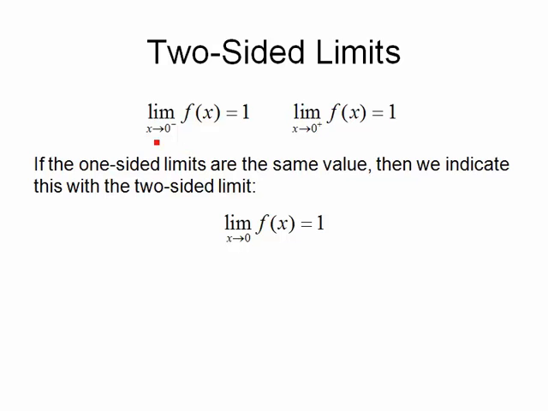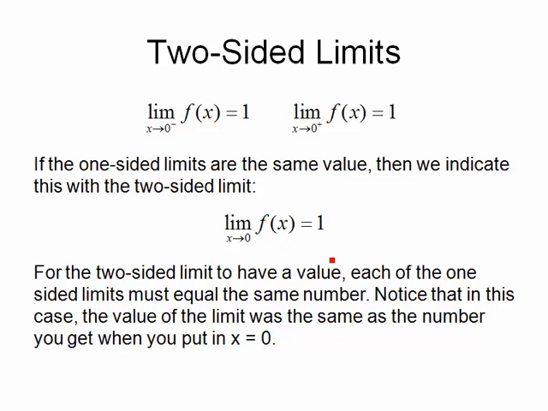We would write out what we see here, and so each one of these, because we see this little plus and this little minus, those are one-sided limits. And if these one-sided limits are equal to the same number, in this case positive 1, then we indicate this with a two-sided limit. And when you see the two-sided limit, you don't see anything up next to that 0 anymore. That means that from the left and from the right, both of those were equal to the same value of 1.